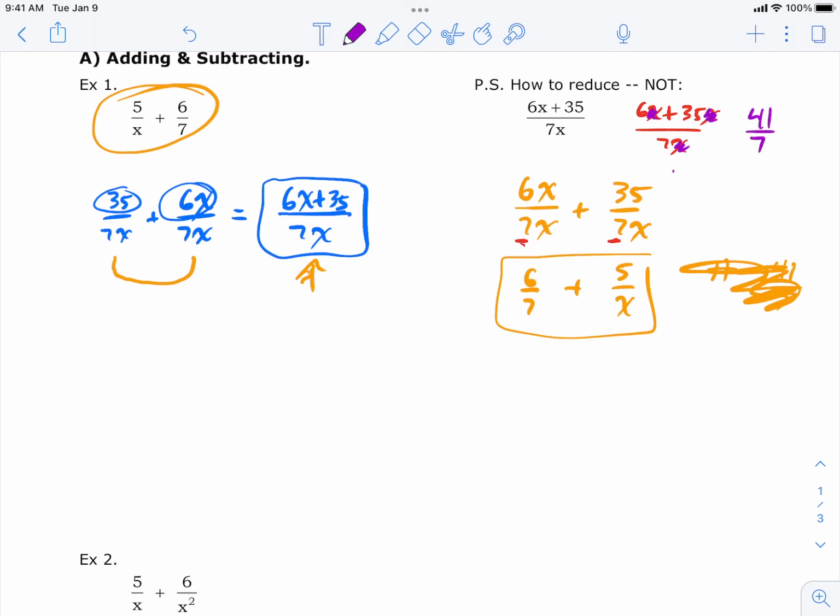Now, the reason that works is if I didn't cancel the x's, I'd have a 6x plus 35x is a 41x over a 7x, and now you can certainly cancel the x's, right? So it's kind of all or nothing when it comes to canceling in these rational expressions like this. I'm not canceling the x here and here because there is no x here. I'm not canceling the 7 here and here because I can't cancel the 7 here. That's what I mean by all or nothing.